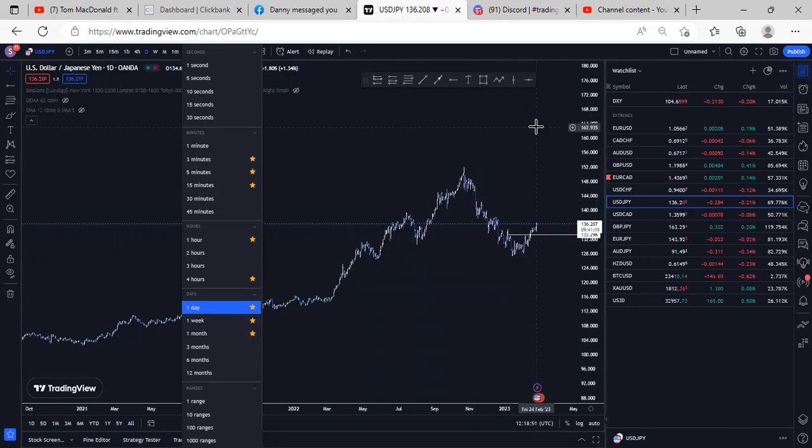Bullish is going up, creating highers. Bearish is coming down, creating lowers. And that's the basic understanding of the transactions of the foreign exchange market.